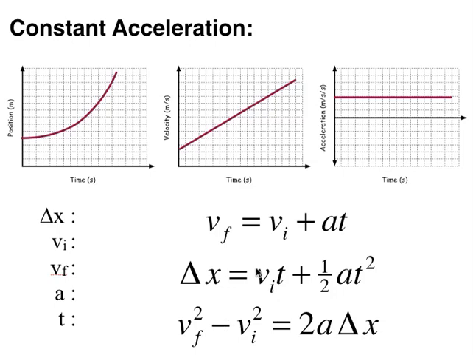So this equation says the final velocity of the object is equal to the initial velocity of the object plus the acceleration times time. This equation says that the displacement of the object is equal to the initial velocity times time plus half the acceleration times time squared. Final one is the final velocity squared minus the initial velocity squared equals 2 times acceleration times displacement. Again, pick the equation that has only one unknown. You cannot solve an equation with multiple unknown variables.